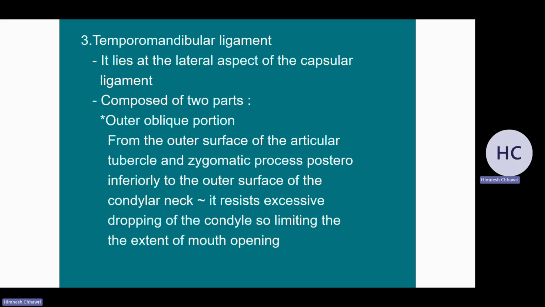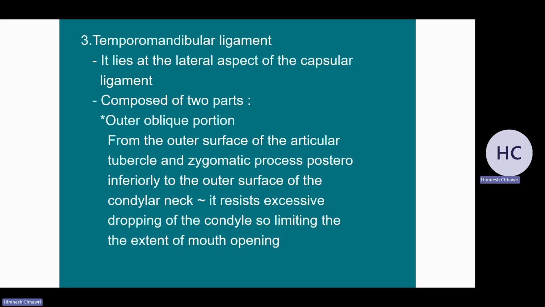Then we have the temporomandibular ligament. Because it's a temporomandibular joint, it's very easy to remember temporomandibular ligament. It has two parts. It has the outer oblique part and the inner horizontal part. So one outer, in the sense it is more lateral, and the inner is more medial and it's present inside.